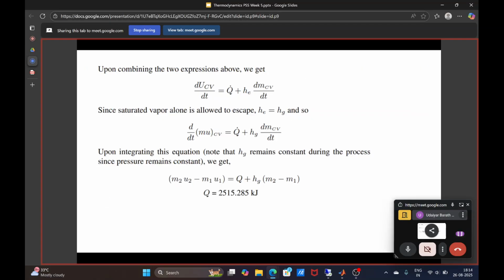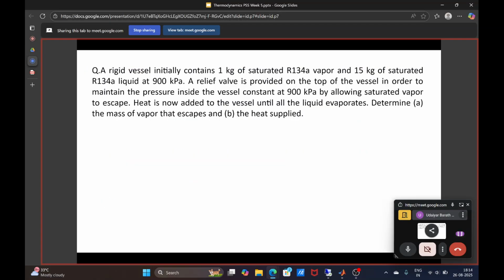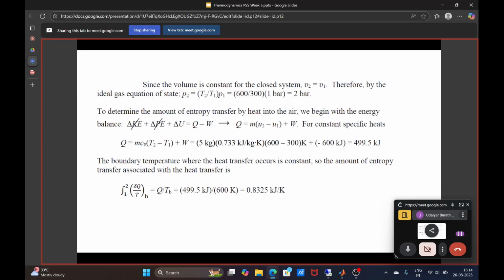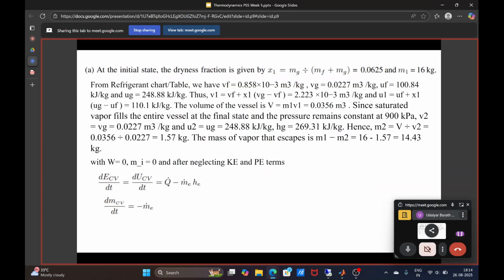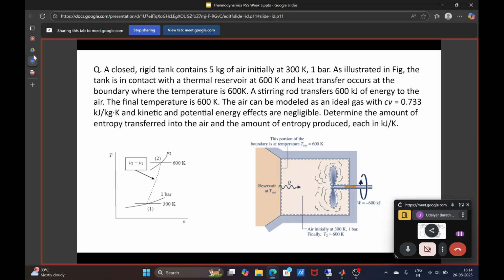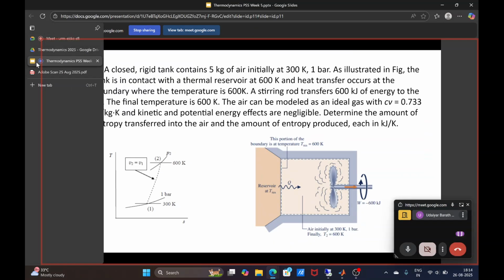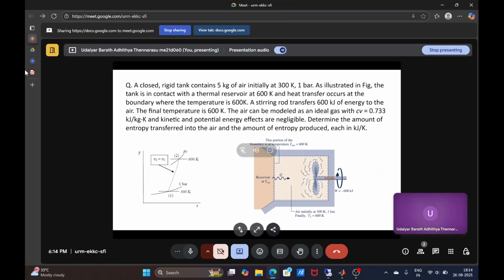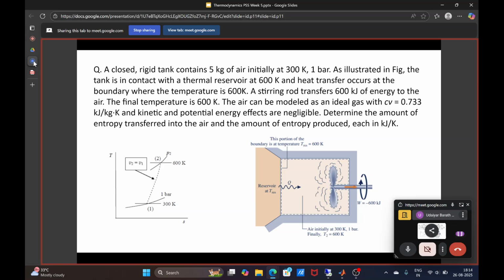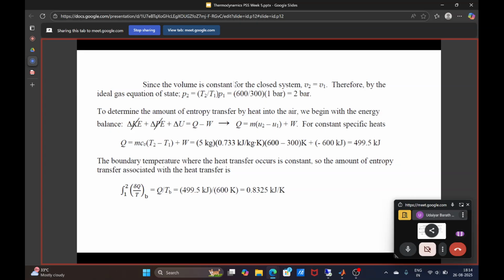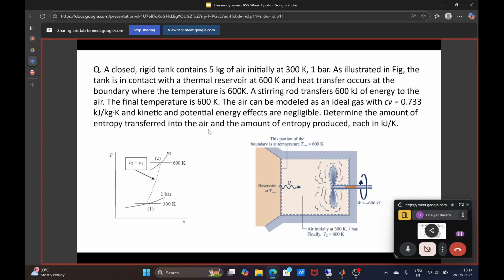That requires a flow system. So we'll come back to that question again.